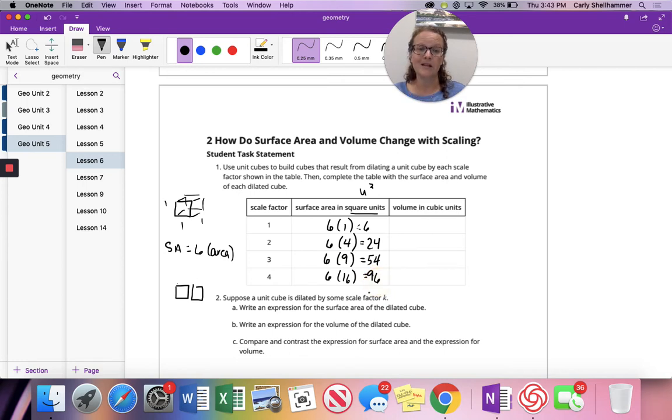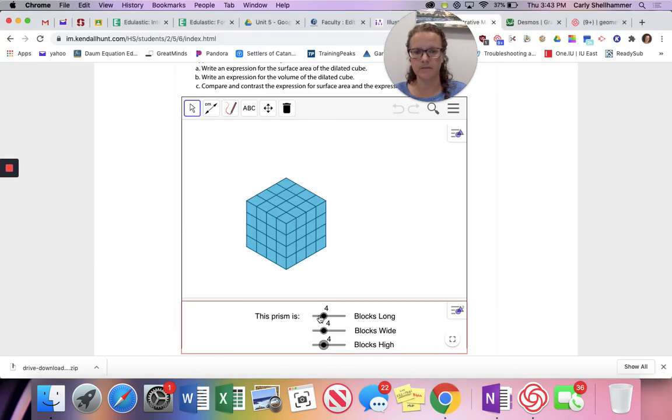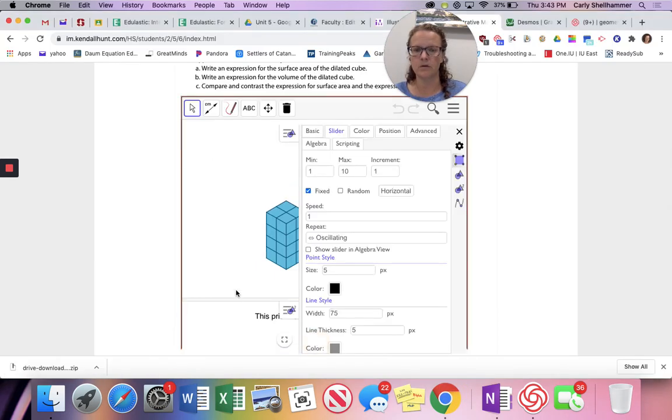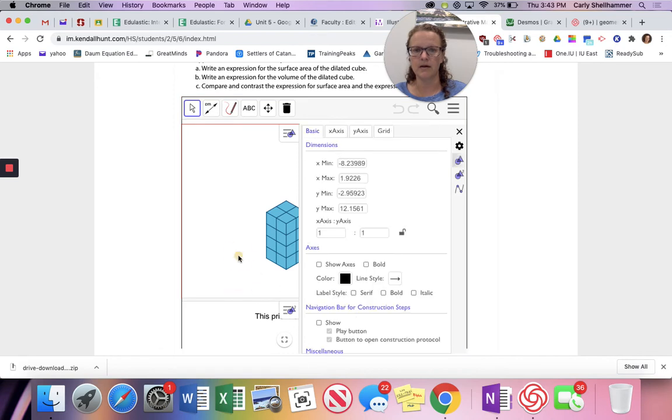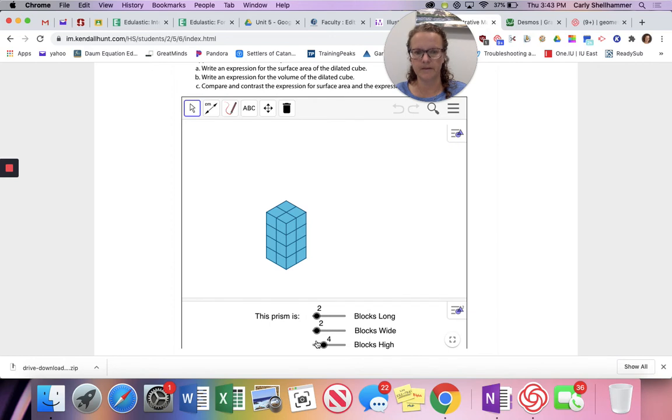Okay, now let's talk volume. Our original scale factor of 1 has a volume of 1. Scale factor of 2, if we go over, it'll take us a second. What's our volume? So our volume is 2 by 2 by 2. 2 by 2 by 2 is 8.